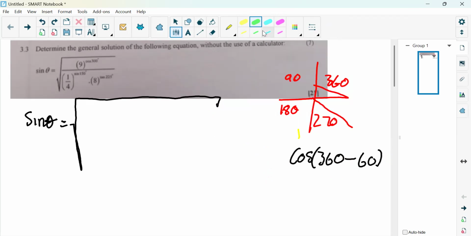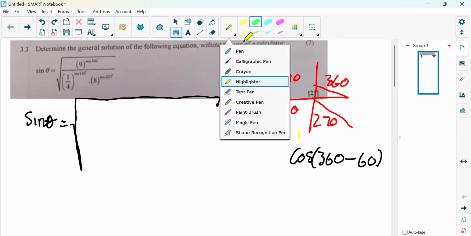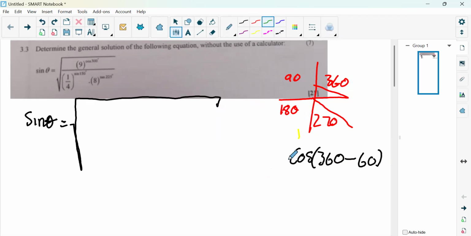We also have another trig ratio. I want us to work with the trig ratios aside, then we'll put them in the equation so that they don't complicate us. What is the next one that you have? You have sine of 150.